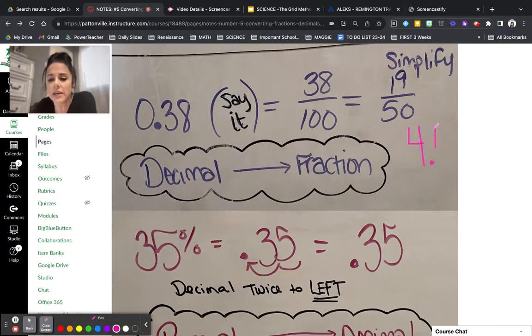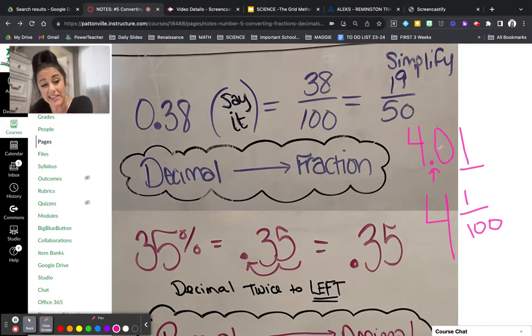So what if I had 4.01? Okay. How do you actually say that? Well, when you get to your decimal point, we should know by now you say the word and. So this is actually 4 and 1/100th. It's the number 1 and it's sitting in the hundredth spot. So in case you get something where you actually have a whole number and then numbers on the decimal side, that's how you write it, 4 and 1/100th.